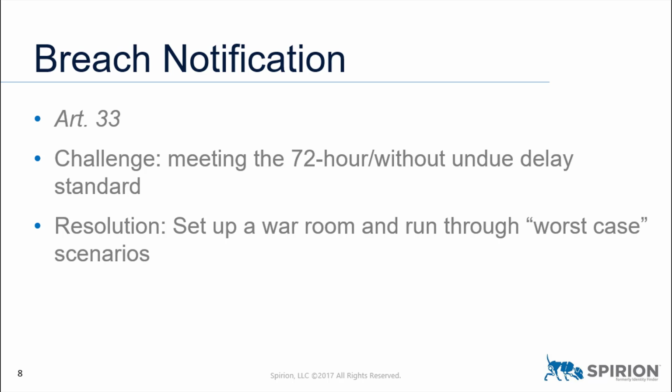And the big challenge they face is meeting the 72-hour deadline, or "without undue delay," for purposes of notifying data subjects. The challenge here really is that most organizations just are not geared to meet that deadline. In many cases here in the US, you've got 60 days to notify affected subjects. Here, 72 hours, in many cases, is going to be insurmountable.